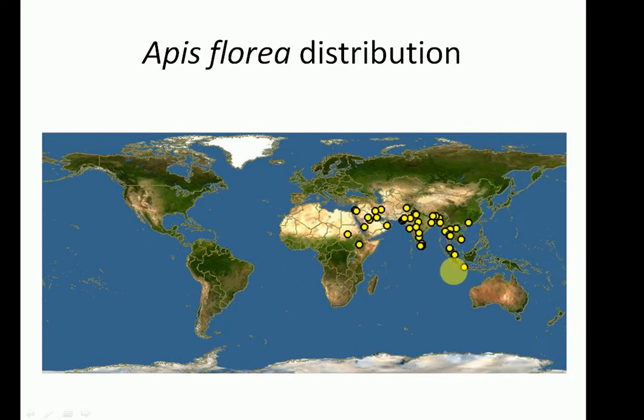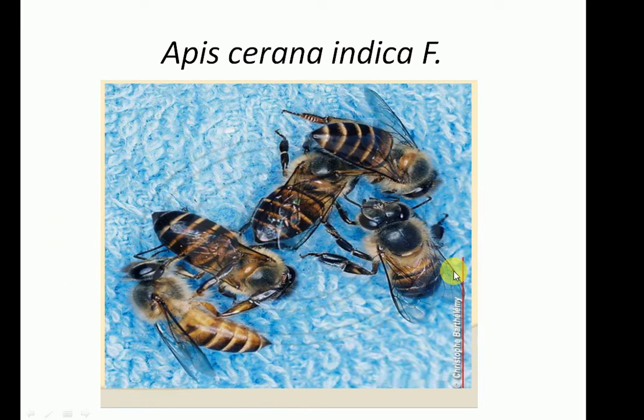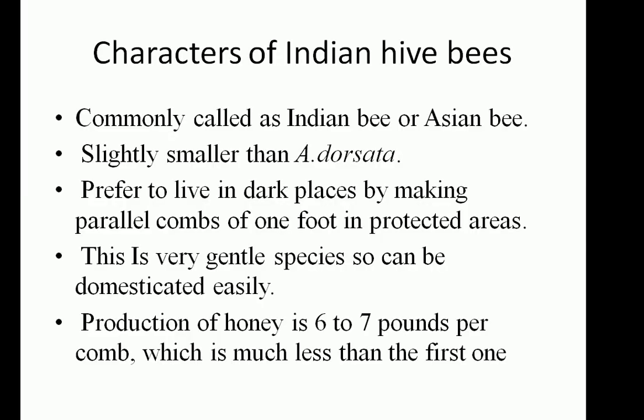Then Apis cerana indica is also commonly called the Satyri bee. Why is it called Satyri? Because they build seven combs in parallel lines. It is also commonly called the Asian bee. Smaller than Apis dorsata, it prefers basically parallel combs in protected areas, and this is a very dangerous species. The honey production is about 25 to 30 kg, or 6 to 7 pounds, per colony.